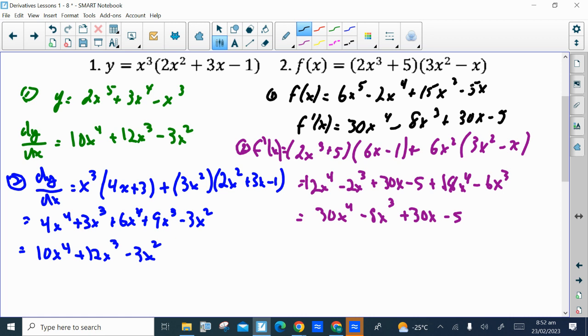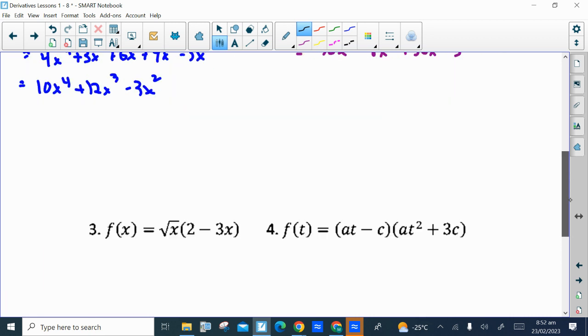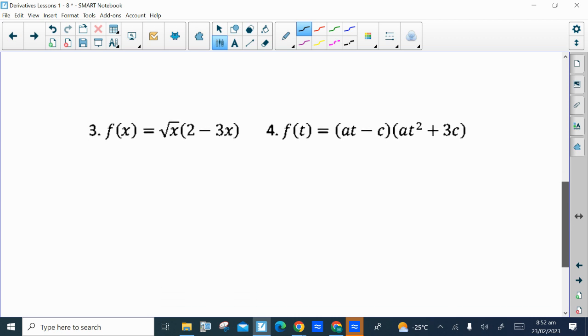Okay, so there we go. For question 3, again, this will work both ways, but I'm going to do this one using the product law. And also, we have to write that root x as a power. Square root means power 1/2.